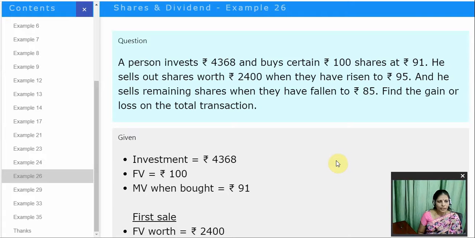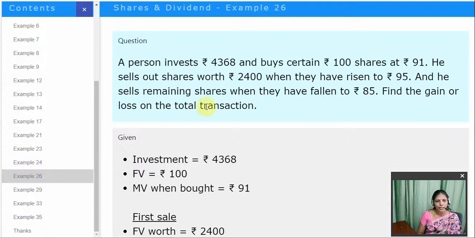Good morning students, and in today's video we will be looking at a few more sums from this chapter, shares and dividend. I hope you saw the previous video for the other sums, and today we will see a little more complicated sums from this chapter, shares and dividend.